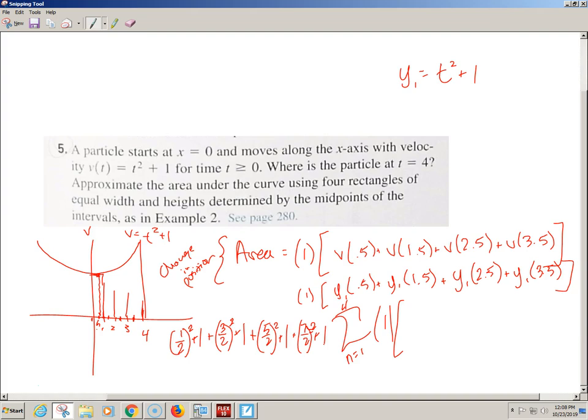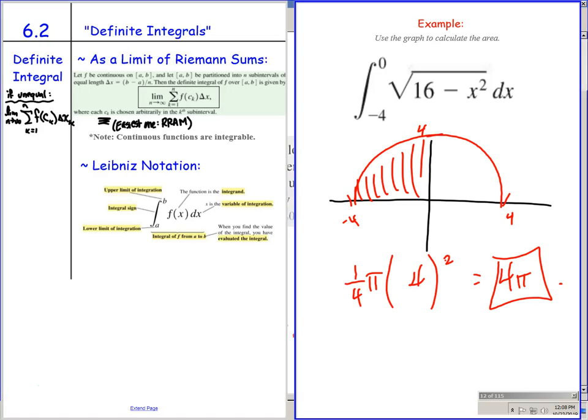Last call for questions. Going once, going twice. Sold. Let's go play with section 6.2. Yesterday we wrote down a Riemann sum definition of an integral. We wrote down a definite integral with the bounds and the integrand and the variable of integration, that differential at the end.